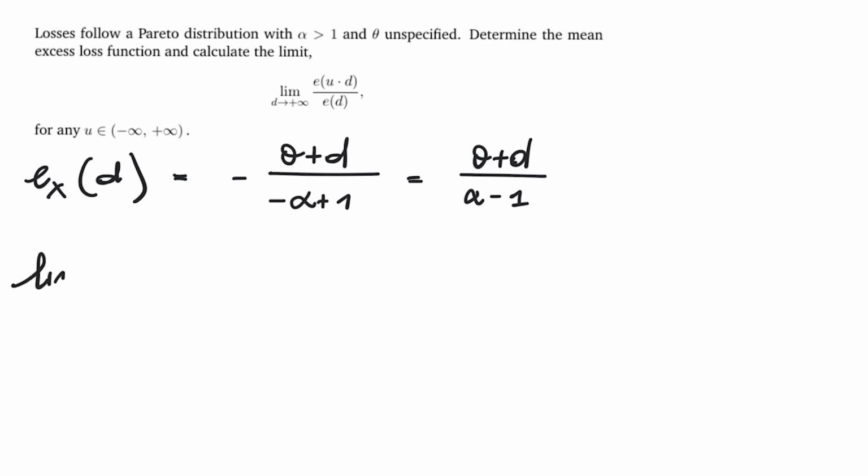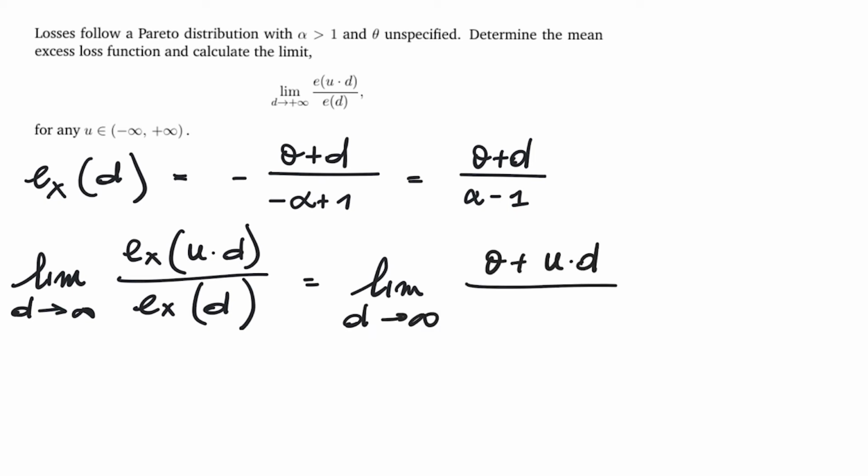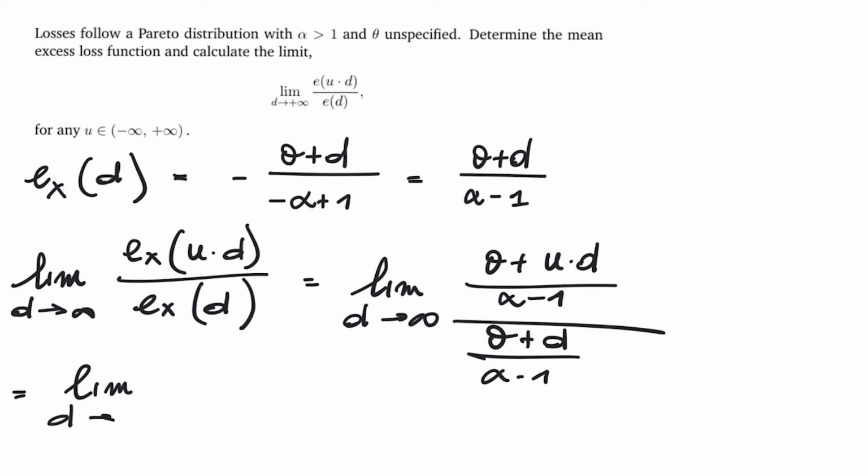Now the limit, where d goes to infinity, of our mean excess loss function evaluated in the point u times d divided by the mean excess loss function evaluated in the point d is equal to the limit where d goes to infinity of ((theta plus u times d) divided by (alpha minus 1)) divided by ((theta plus d) divided by (alpha minus 1)), which is simply equal to the limit where d goes to infinity of (theta plus u times d) divided by (theta plus d).